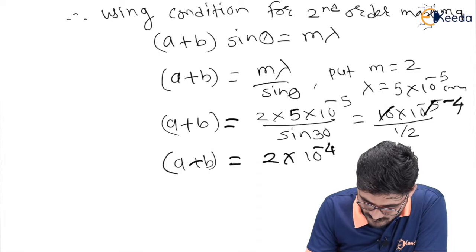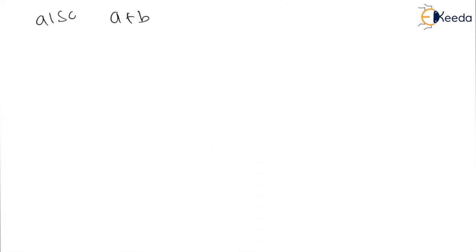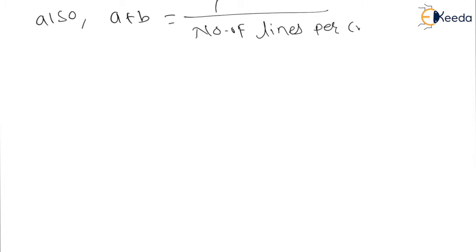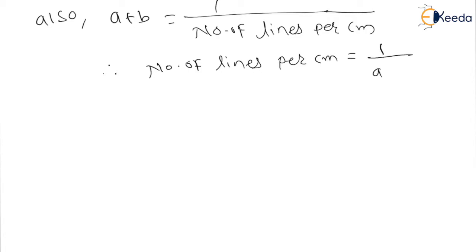Now you have found a plus b. Also, a plus b is 1 upon number of lines per centimeter. What is asked to find? Number of lines per centimeter. So convert this formula for number of lines per centimeter, and it will be 1 upon a plus b. What is the value of 1 upon a plus b? So a plus b ka value tha, how much it was? So it was 2 into 10 raised to minus 4.